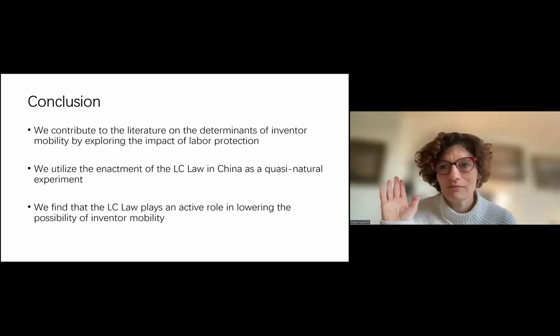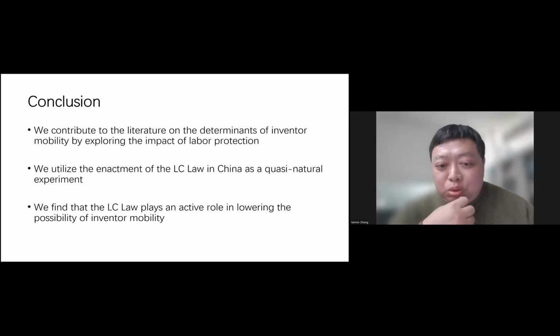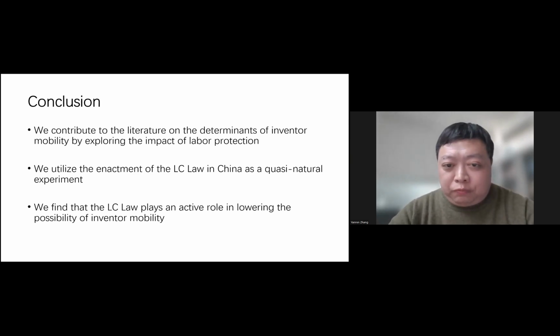I was wondering what is the expectation of the Chinese government? Do they want more mobility or less mobility? And what is the good way of attaining growth? According to our theory, stability is much better because the Chinese government prefers a fixed relationship between the firm and the inventor. In this case, they can invest more in firm-specific capital or human capital, which will improve the performance of corporate innovation.